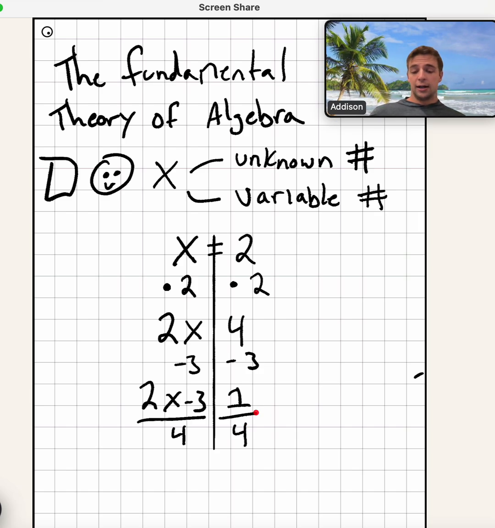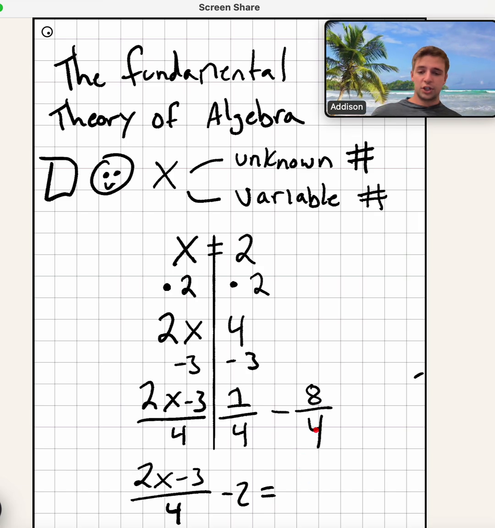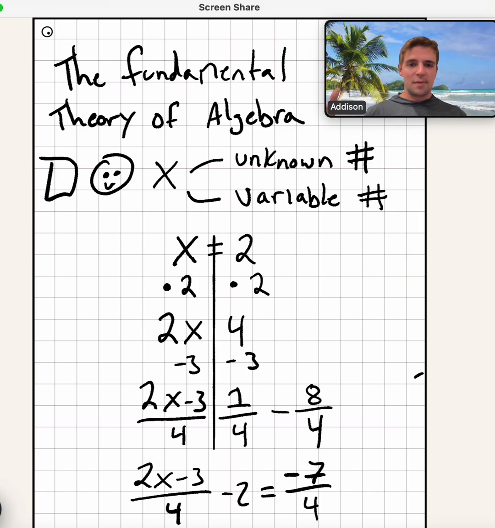Then I could subtract 2 from both of these fractions, and I would end up with 2x minus 3 divided by 4 minus 2 is equal to 1/4 minus 2. Now I might say 1/4 minus, and now change 2 to have a common denominator with 1/4. And so 1/4 minus 8/4 would be negative 7/4. Okay? So that's the fundamental theory of algebra.